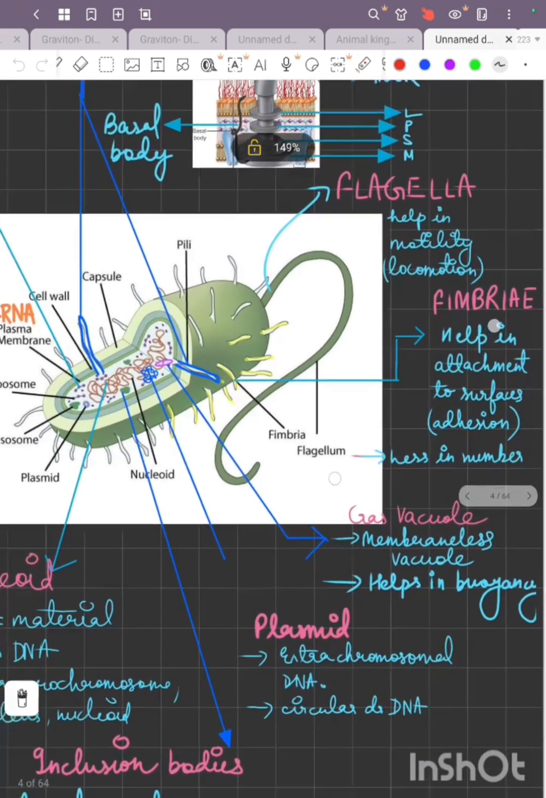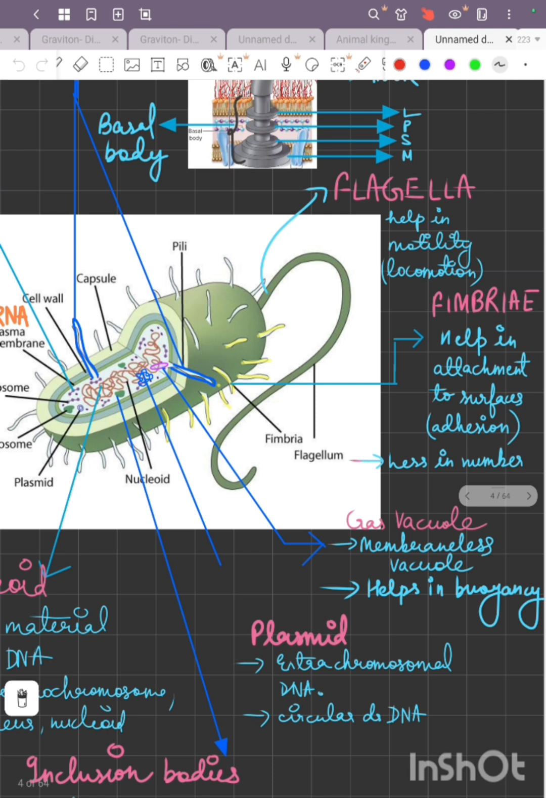Now, apart from that, the one last structure that we are left with is the one that I've highlighted in pink here. Now, what is this that you see? This is nothing but a gas vacuole. Again, it's a membraneless vacuole which actually helps in buoyancy.